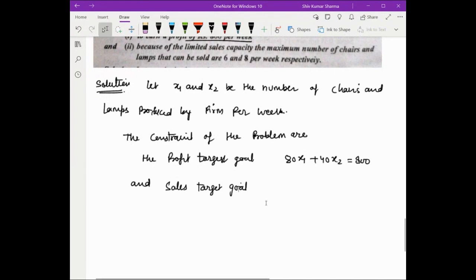The sales target goal, which is x1 less than or equal to 6, that means the chairs and lamps that can be sold are 6 and 8 per week. So this is the restricted, limited capacity of the maximum number of chairs. We can sell a maximum number of chairs per week of 6 and a maximum number of lamps per week of 8. So x1 less than or equal to 6 and x2 less than or equal to 8.